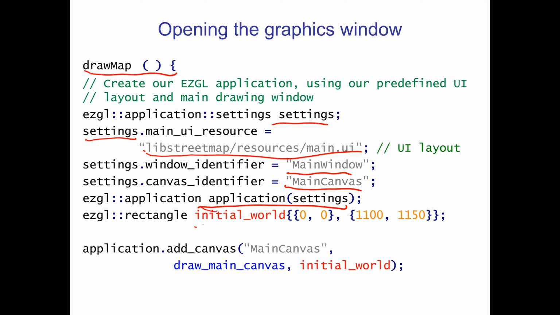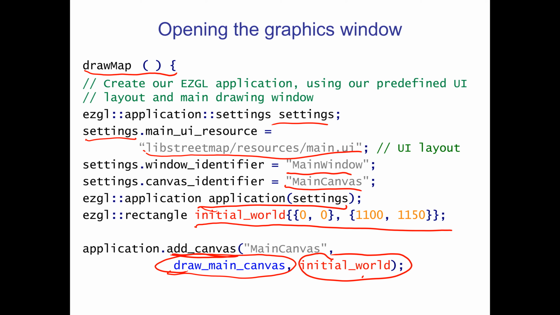And an important thing you have to do is you have to choose a coordinate system. So here we've made a rectangle from 0, 0 to 1100, 1150. So x equals 0, y equals 0, to x equals 1100, y equals 1150. That's going to be our initial coordinate system. We pass that into this add canvas function, and we say that's our initial coordinate system, and we pass it the name of a function. And that's the most important callback. That is the callback that redraws your part of the screen. Now, redraws where is the city.